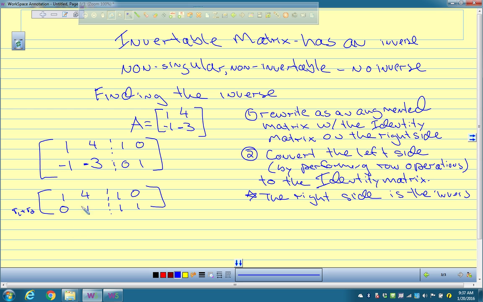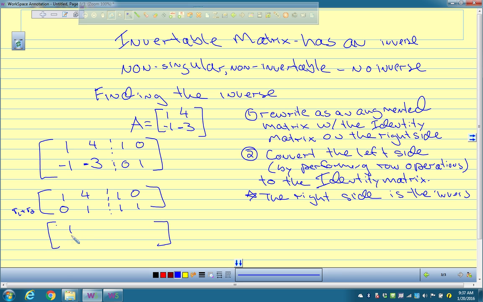What would I do next to turn the left side into an identity matrix? What's my next step? Who could tell me my next step? Hannah's going to tell me my next step. Do you multiply the bottom row by negative 4? That's what I would do, okay?